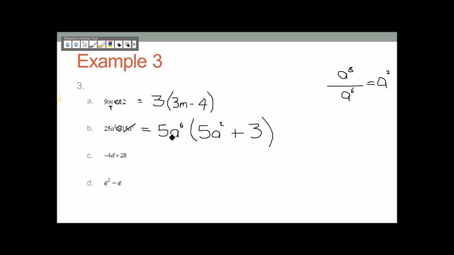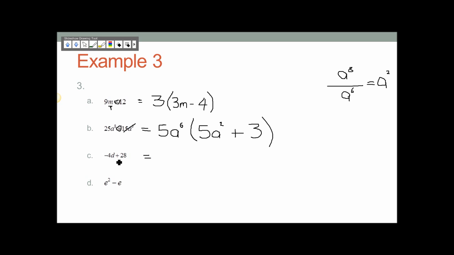Now again, if you wanted to check, you could multiply or expand the brackets out and you will get this question again. Remember, if you have any questions, please make sure you come and check in class before we get started. Okay, next example.